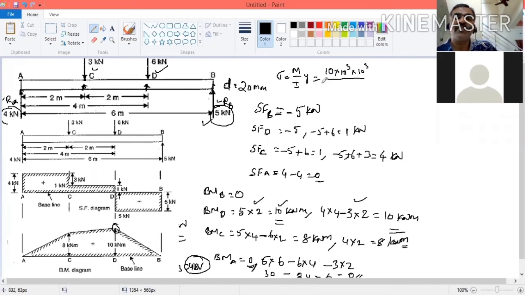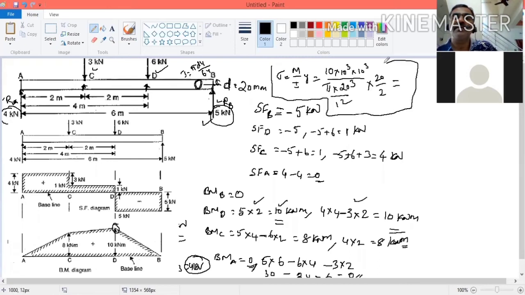What is the value of I? This is a circular cross section. Then I is equal to pi d power 4 by 64. Now multiplied by y. What is y? It is the distance of the extreme fiber from the neutral axis. So it is d by 2, that is 20 by 2. So this will be your sigma. Right?